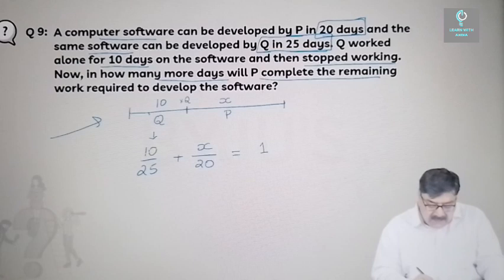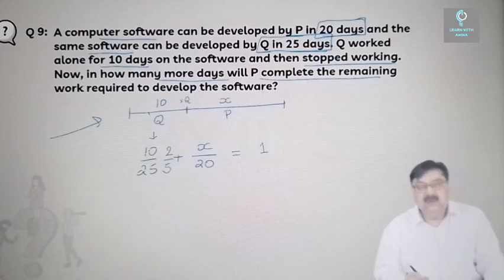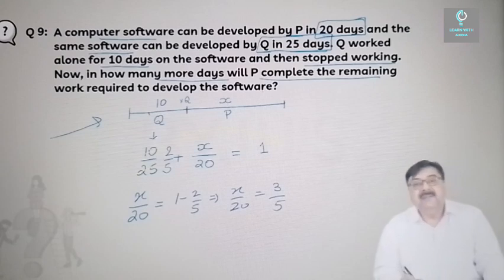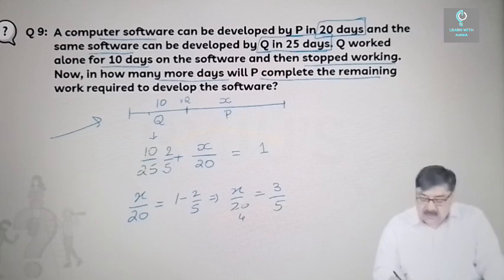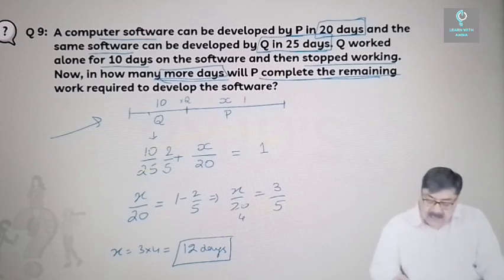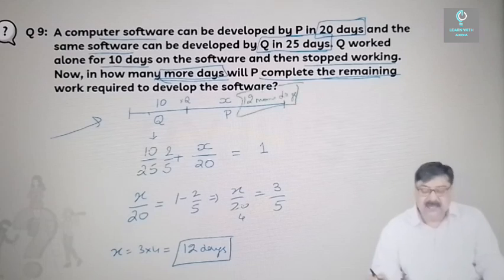That's it. Now this 10 and 25 will get cancelled. So 5 2s are 10, 5 5s are 25. Now this 2 by 5 will go here. Anyhow, 2 by 5 of the work has been completed by Q. So remaining is how much? 3 by 5. So X by 20 is equal to 1 minus 2 by 5. That is nothing but X by 20 is equal to 3 by 5. Now this 5 and 20 will cancel here itself. So we know 5 4s are 20. Now this 4 will go here. So X becomes 3 into 4, that is 12 days. And the question asked is, in how many more days will P complete the remaining work? So P here will take 12 more days to complete this remaining work.